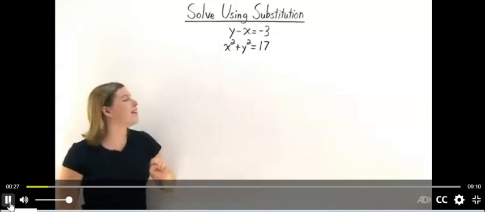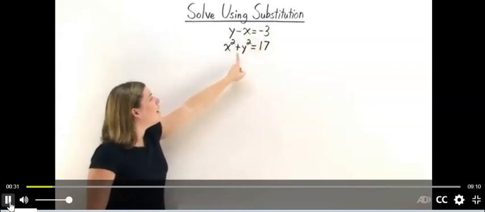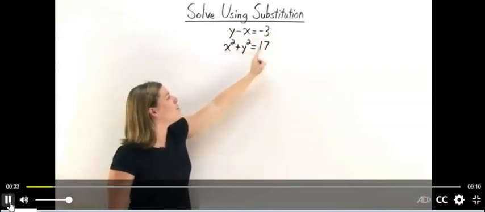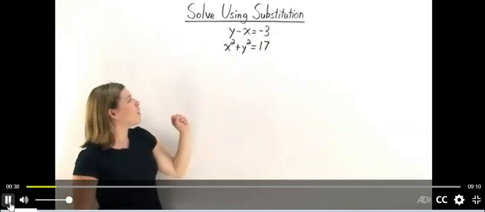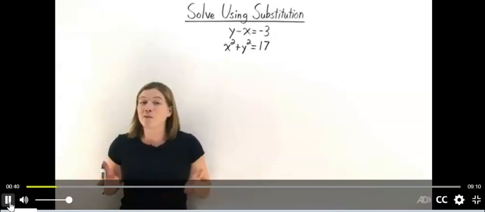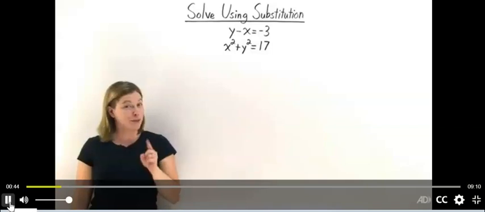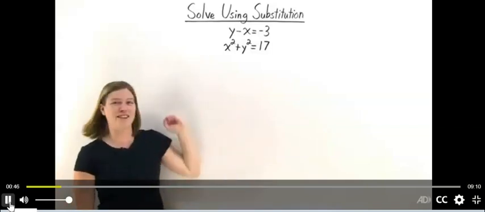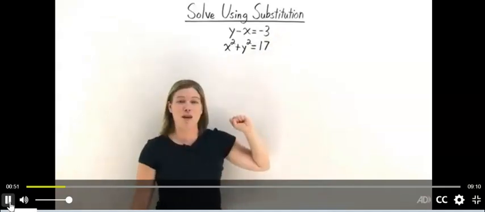So let's take a closer look at these equations. We have y minus x equals -3 and x squared plus y squared equals 17. Notice, this second equation involves an x squared term. So it's possible that this system could have more than one ordered pair that's a solution. But there's only one way to find out, to solve this system. And we need to solve this system using the substitution method.